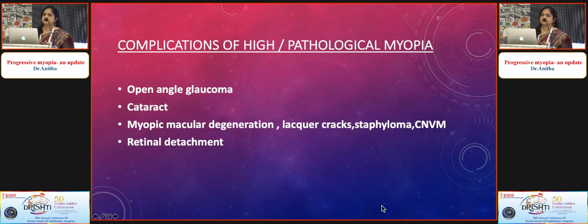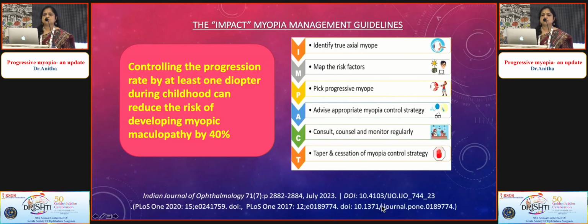Malligam explained, there are amblyopia, glaucoma, cataract, myopic macular degeneration, lacquer cracks, SCNVM, staphyloma, retinal detachment, and so forth. So why are we concerned about how we can really control the progression? One factor we need to remember is that the risk of developing myopic maculopathy decreases by 40% if we control the progression rate by at least 1 diopter during childhood.